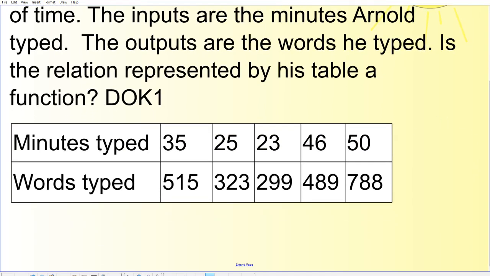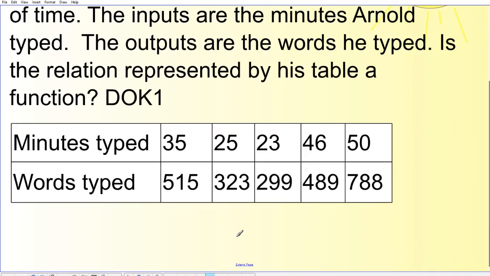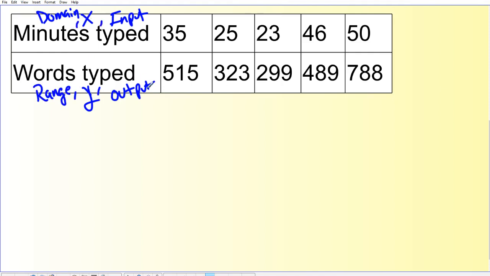Just like we had tables back here, we have a table, and we want to know, is this thing a function? Well, what I'm looking for is these. The first variable is always your x variable. The second one's always the y. You can call this the input. This is the output. This would be the domain. This would be the range. Okay, so we got all of our possible labels in here, so we're all talking about the same thing. So, does each input have only one output?